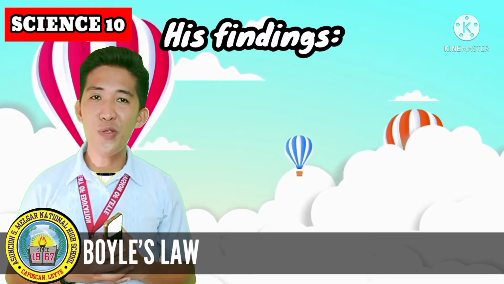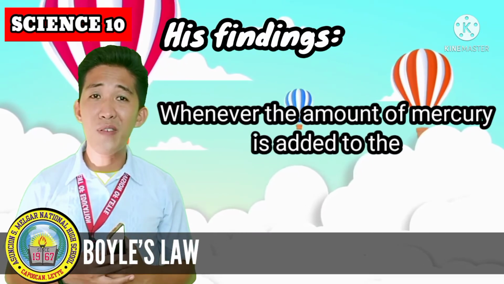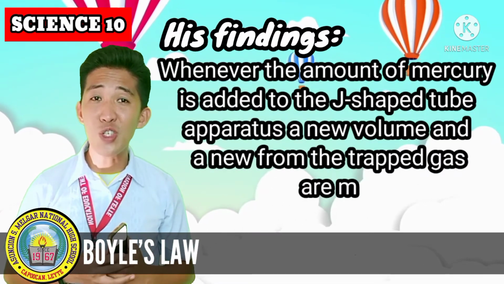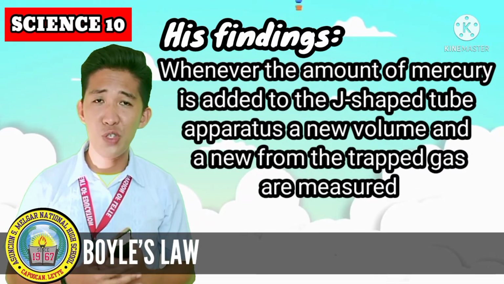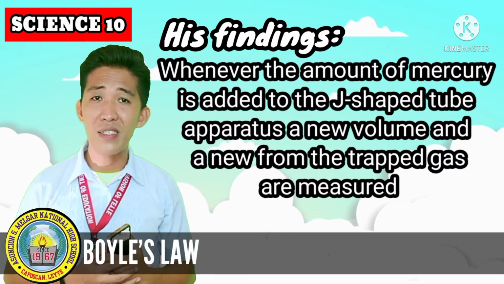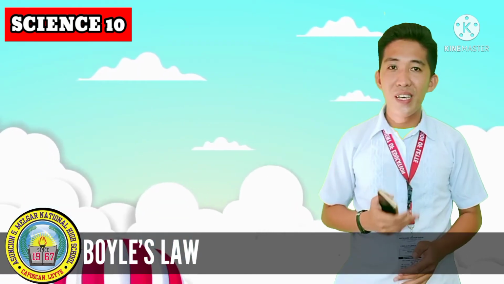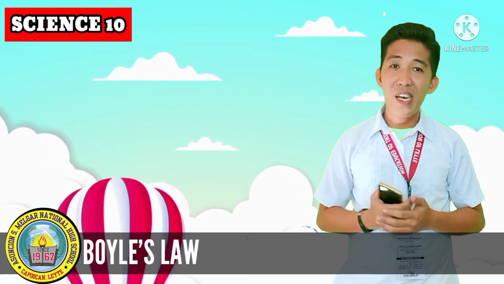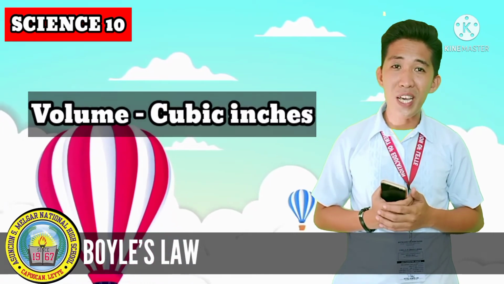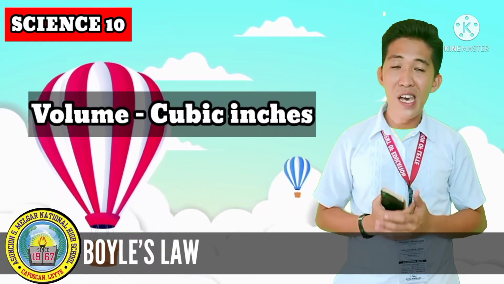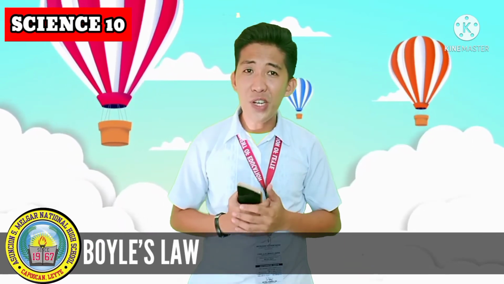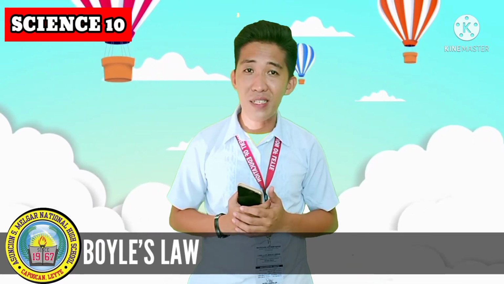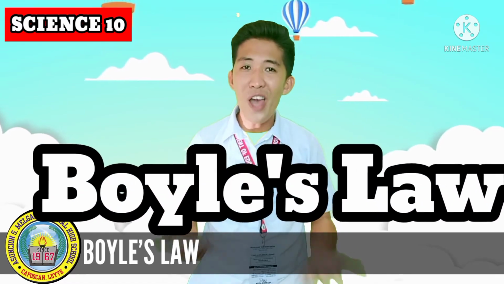His findings show that whenever mercury is added to a J-shaped tube apparatus, a new volume and a new pressure from the trapped gas are measured. In his observation, he expressed volume readings in cubic inches and the pressure in inches of mercury. After coming up with these experiments, he then proposed Boyle's law.